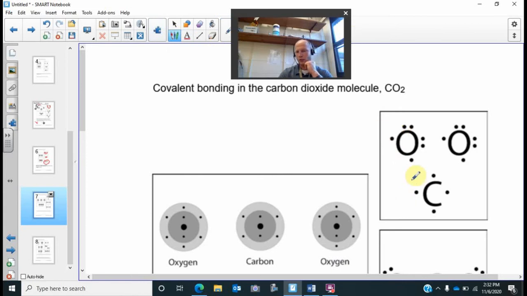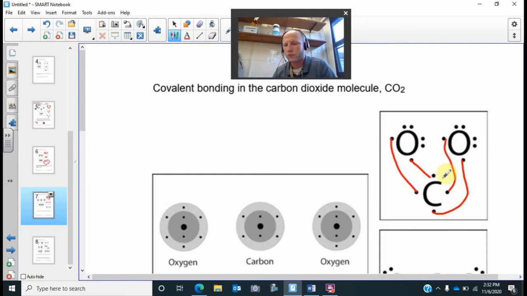We see this again. We see that 1, 2, 3, 4 unpaired electrons around carbon. We see 2 around this oxygen, and 2 around this oxygen. So if we go ahead and draw some lines, this electron can pair here, this electron can pair with this electron can pair here, this electron can pair here.